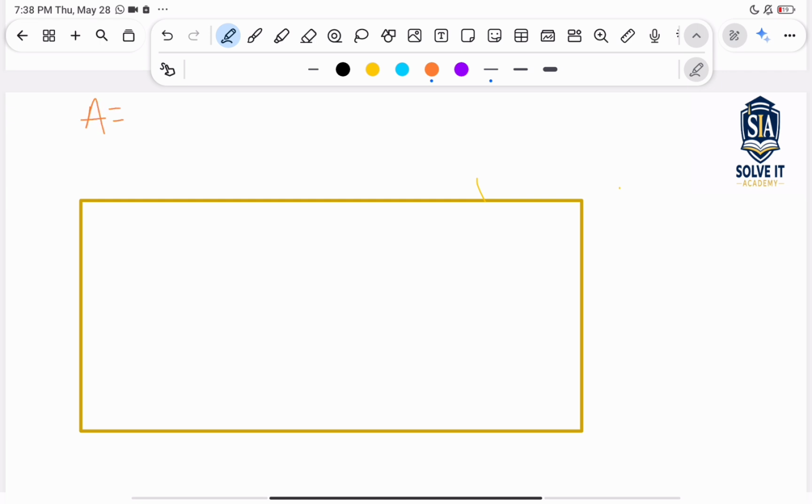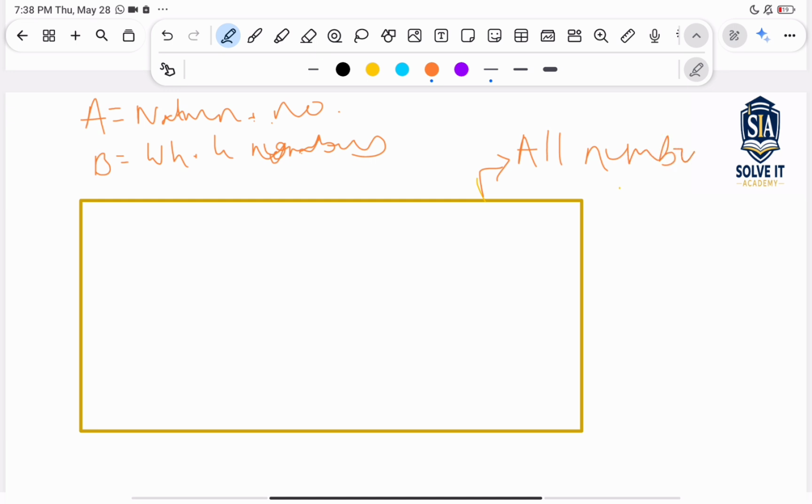If A is all natural numbers and B is all whole numbers, this is natural numbers and this B is whole numbers, then the sets in the Venn diagram, the sets in this universe, means all numbers, whole numbers, integers, everything is covered in my universe. Now sets are represented by circles.